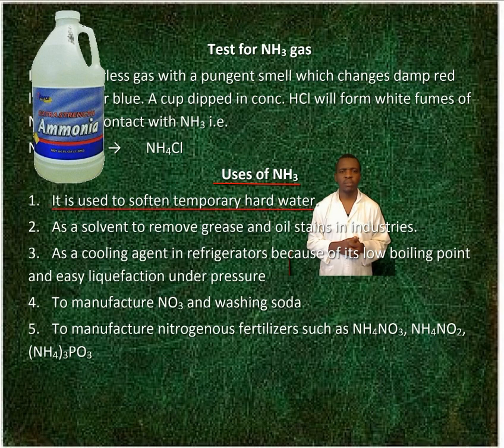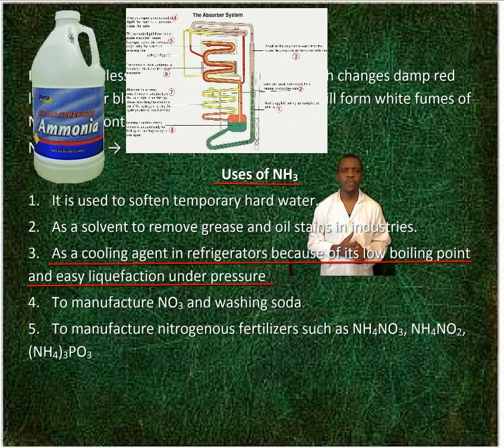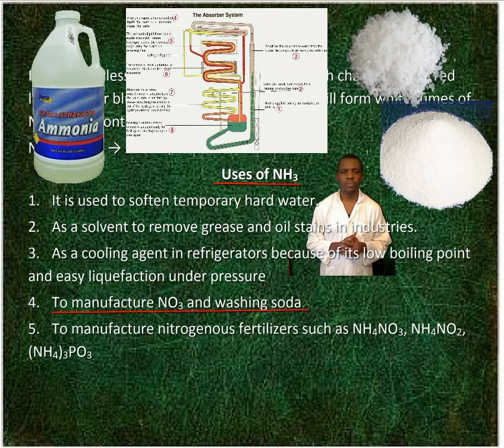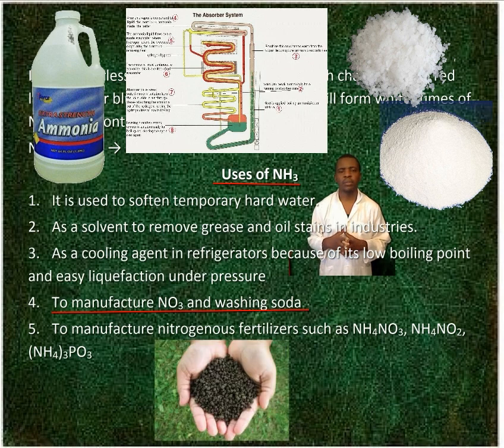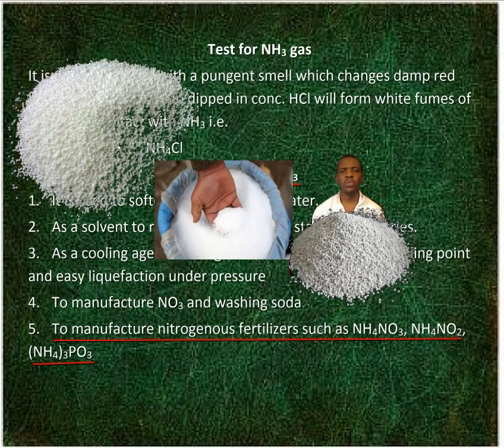Uses of ammonia. It is used to soften temporarily hard water, as a solvent to remove grease and oil stains in industries, as a cooling agent in refrigerators because of its low boiling point and easy liquefaction under pressure, to manufacture nitrates and washing soda, and to manufacture nitrogenous fertilizers such as ammonium nitrate, ammonium nitrite, and ammonium phosphate.